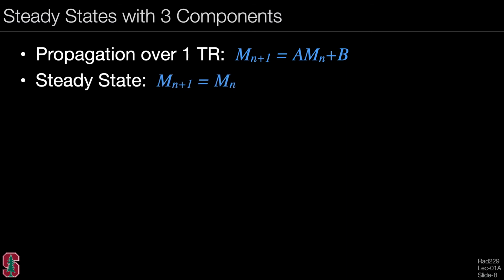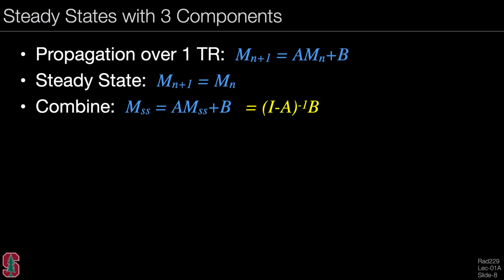In the steady state, the magnetization is no longer changing from one TR to the next, so we can equate these two terms. We can then simply rearrange this equation and show that the steady state is the inverse of the identity matrix minus the A matrix multiplied by the vector B. If there is relaxation, there is always a steady state. This is because the A matrix has eigenvalues that are less than 1, and this corresponds to a stable system.